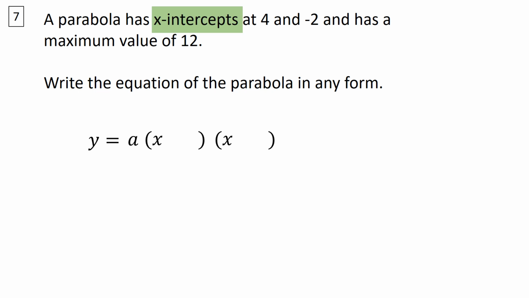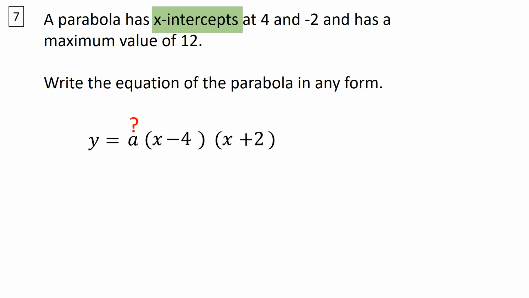So we know the x-intercepts are 4 and -2. Well, that means that my two parentheses should be x minus 4 and x plus 2. X's lie, we just need to change those signs. But that doesn't give me my a value. So what is a? Is it this 12 right here? Well, no, it's not, but that's going to help me find what my a value is.